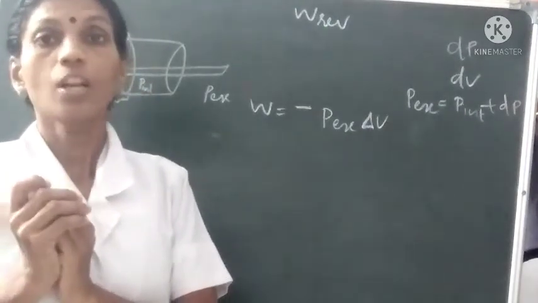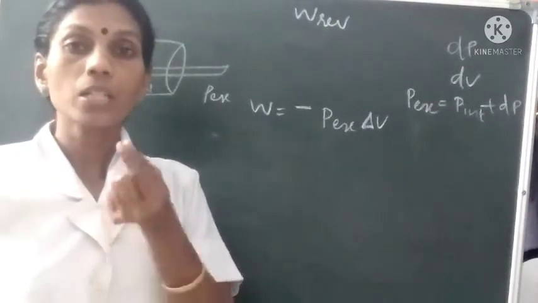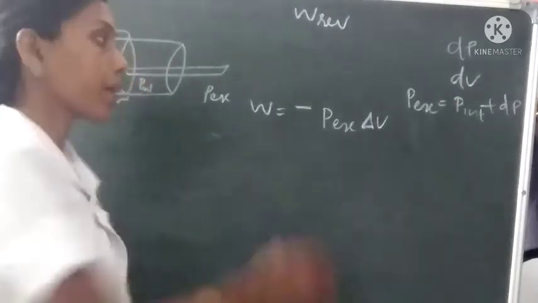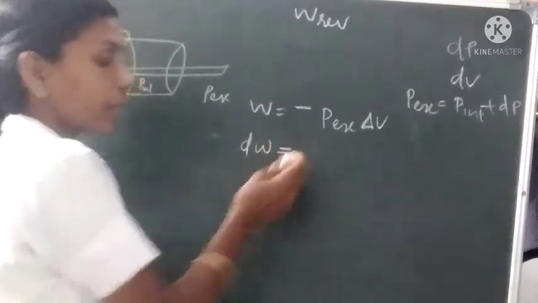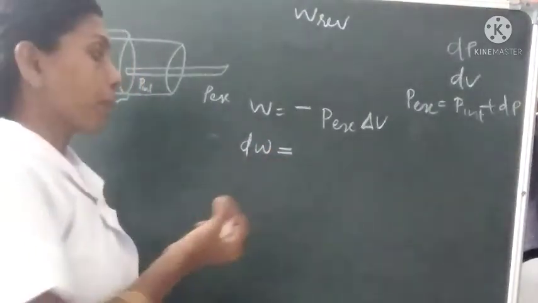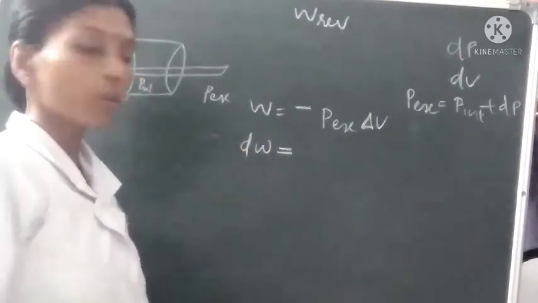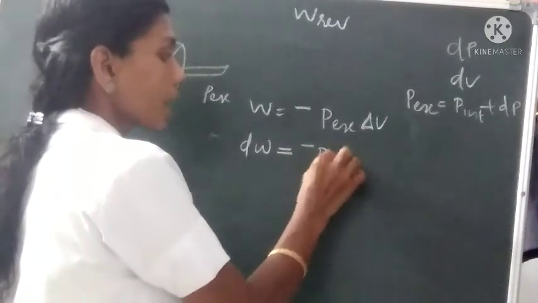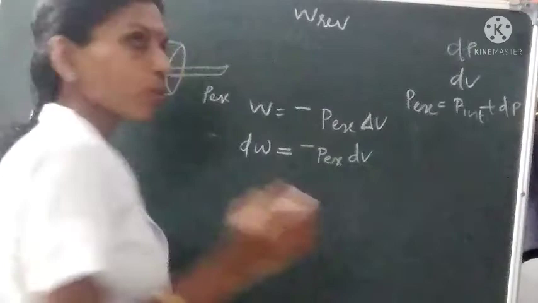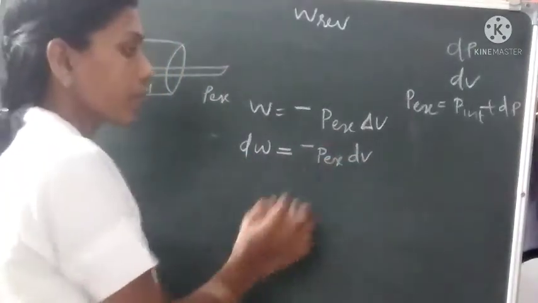In the case of this reversible process, the compression is taking place in many small steps. So the work done in a single small step we can write as dW, and that will be equal to minus Pex into dV. That produces a small change in volume dV, isn't it?